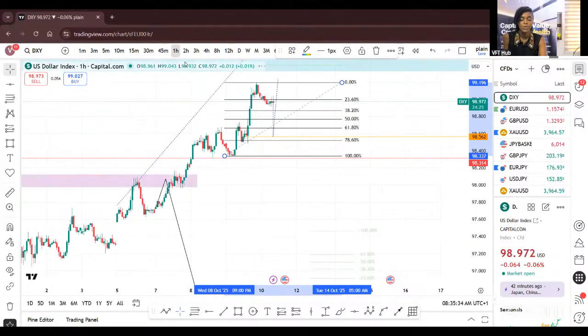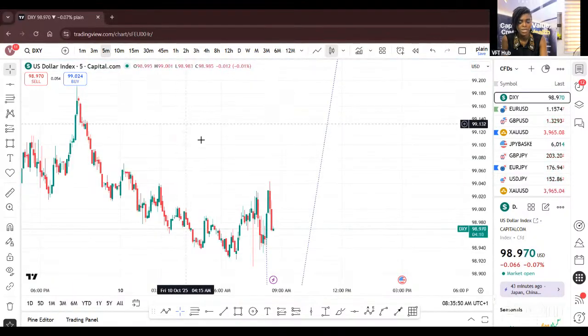Coming down to the 1-hour time frame also, price is at premium. We expect to see some reaction and for price to trade right back into a discount level before we take the buy on the DXY.